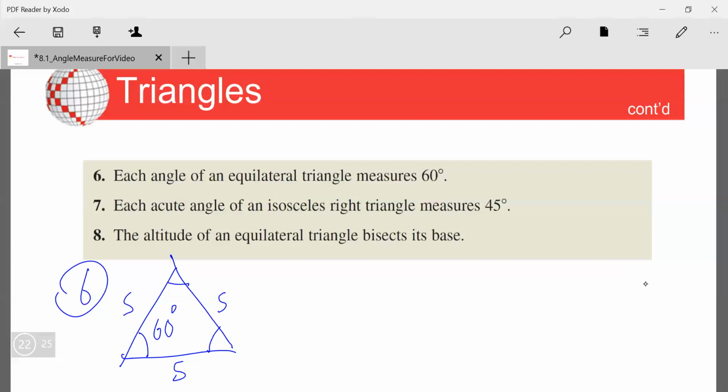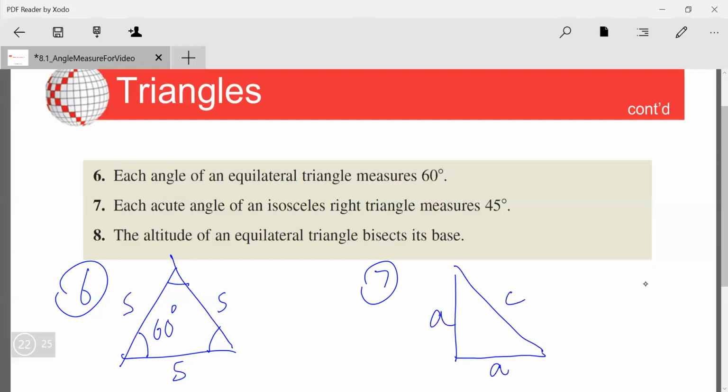Number 7 says that if you have an isosceles right triangle, so it's a right triangle but the two legs are the same. For example, this is a, this is a, this is c, so a and b are the same. In this case, we know this is 90, and this must be 45, and this is also 45. That's number 7.